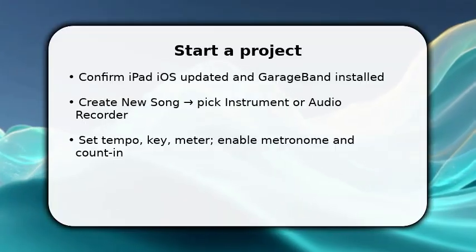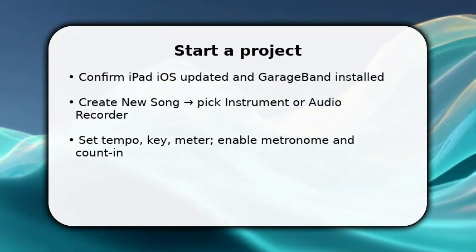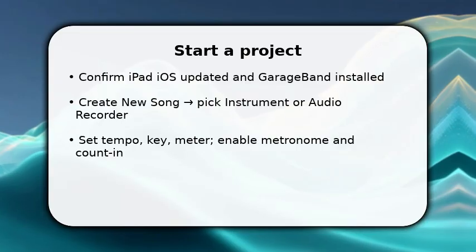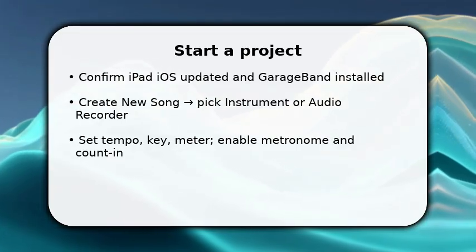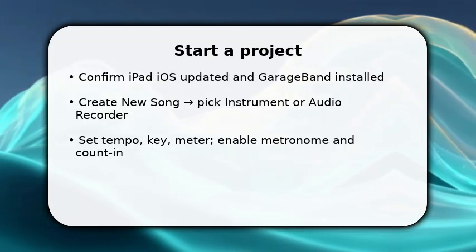You begin by opening GarageBand and creating a new song so you can capture ideas instantly. Once done, pick an instrument or audio recorder and set tempo, key, and meter to lock musical context. This prevents timing clashes later.